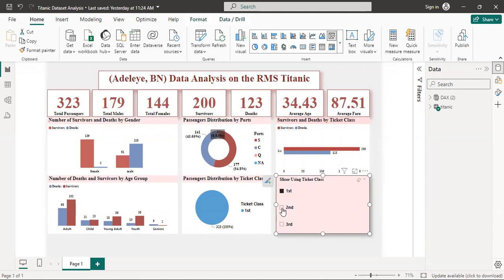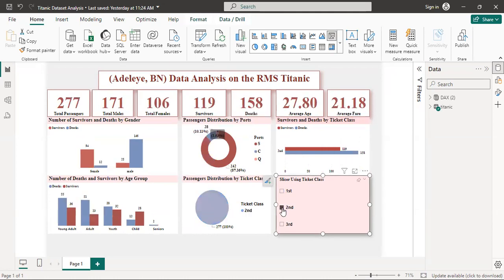Next, I'm moving on to second-class ticket holders. You can see 277 passengers hold second class, and you can see the distribution for male, for female. You can see the number of survivors, number of deaths. Average age in the second class ticket holders category is 27.8, and average fare 21.18. So again, you can see this distribution changes once you check any of the slicers.